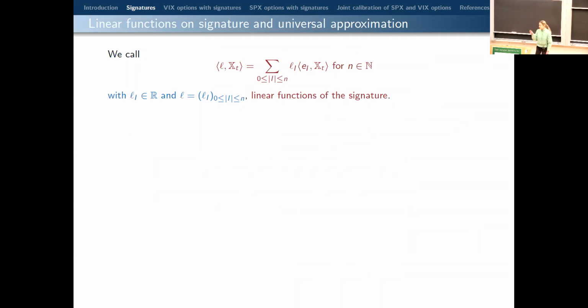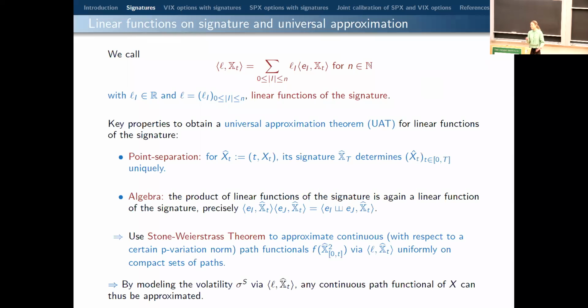Good. And now coming to linear functions of the signature. We write this with this scalar product here. This just means that we take the e_i component of the signature and multiply it with an index l_i here and sum this up. So this is a linear function of the signature. And why are these linear functions of the signature nice? Well, now comes this universal approximation property that I already announced.